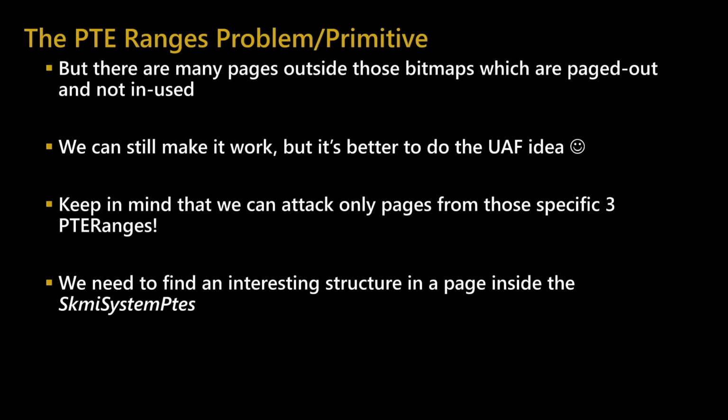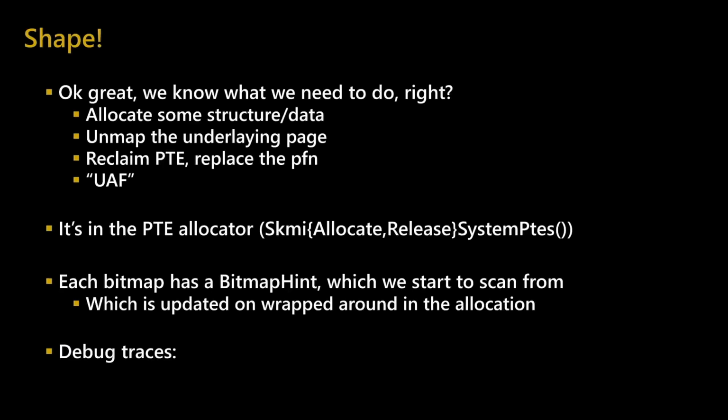And I'm going to target the SKMI system PTEs, since it's the main PTE range in the secure kernel. So we know exactly what we have to do, right? We need to find some interesting structure. We need to trigger the vulnerability and unmap the underlying physical page, reclaim the PTE, use after free, profit. Fantastic. And it would be a very smart idea of us to understand the allocator involved here, because we need to reclaim the PTE. So let's talk about the PTE allocator.